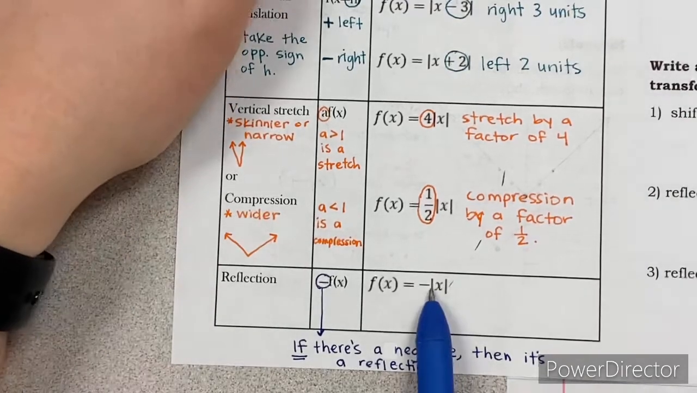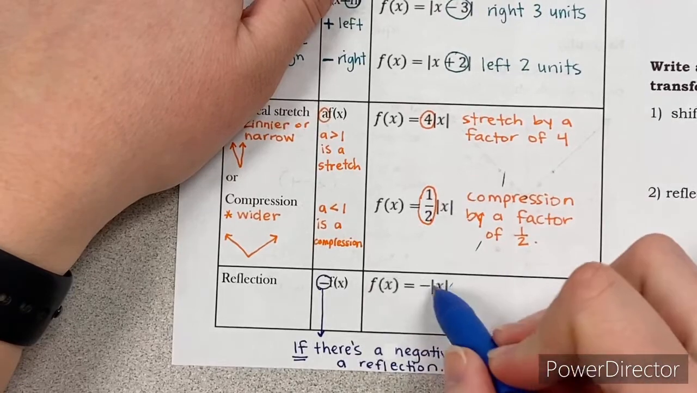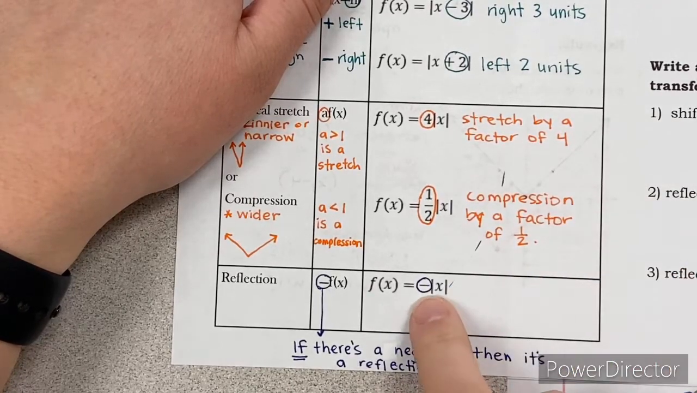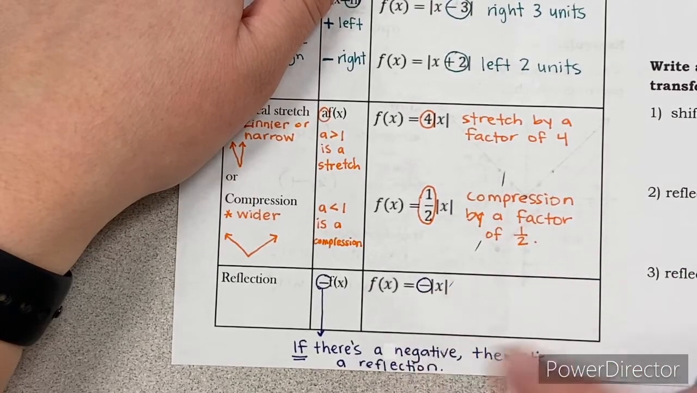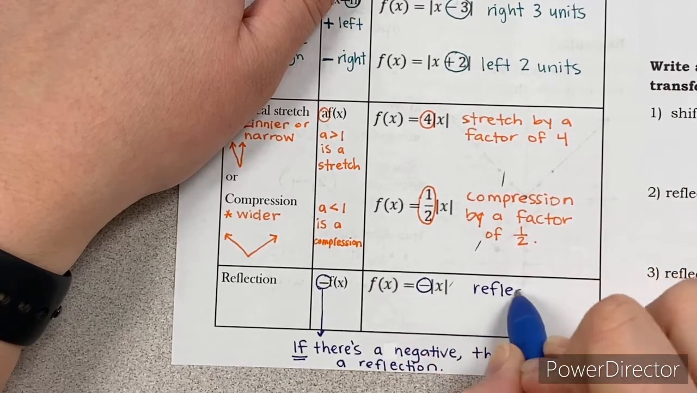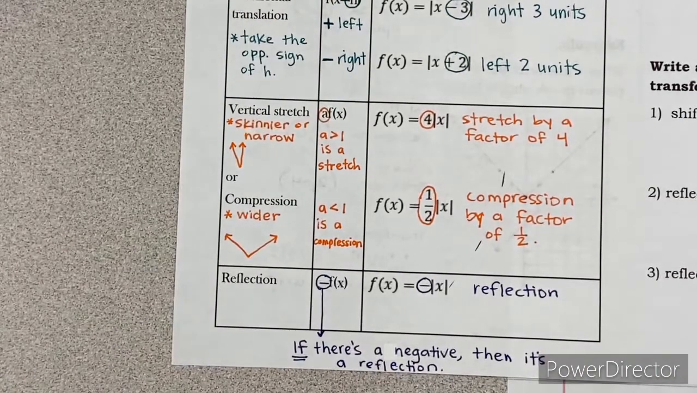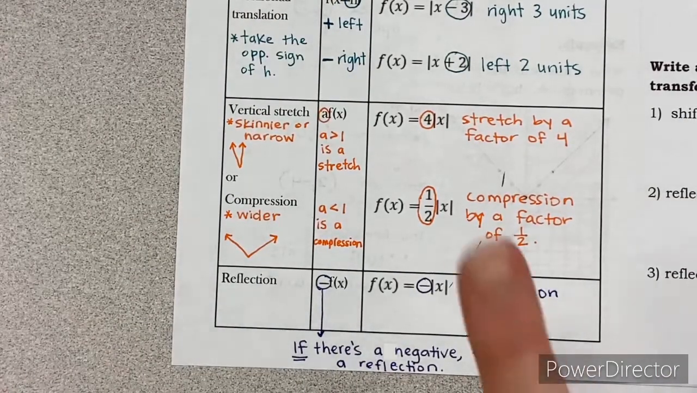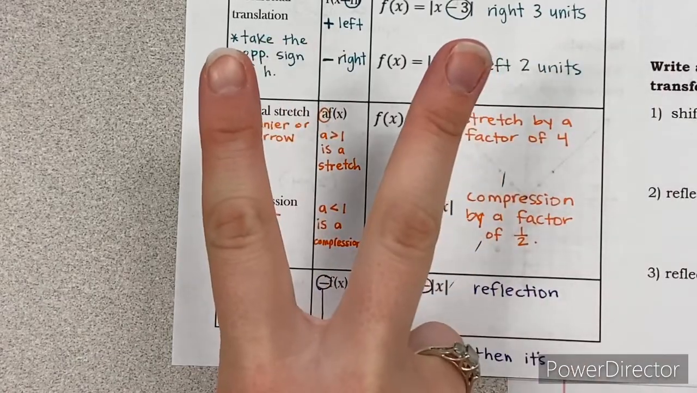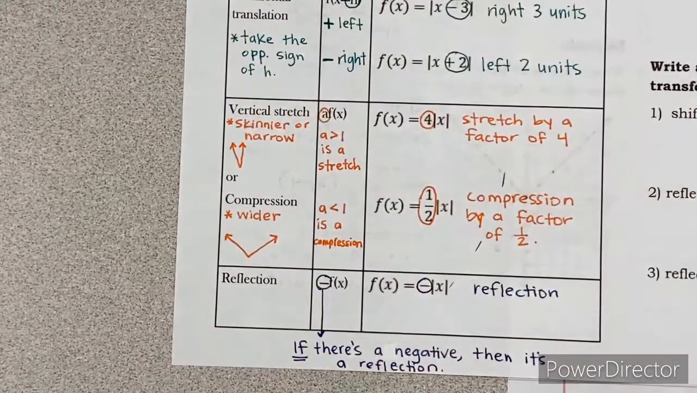So here's how you identify it. The negative is going to be out there in the very, very front. It's going to be the very first thing you see. If you see that, it's going to be a reflection, and that's all you would have to tell me. It's going to be a reflection. So here's the reflection and what it actually does. It takes the graph, which looks like this, and flips it upside down to look like this. That's all a reflection does.